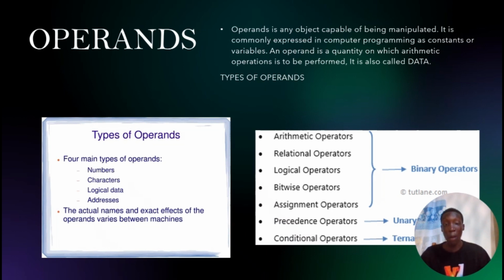So now let's talk about the types of operands. We have numeric operands, arithmetic operands, logical operands, relational operands, pointer operands, and many more. So these are some of the types of operands, and I hope you understand everything I've said here. Thank you guys for viewing, and see you later.